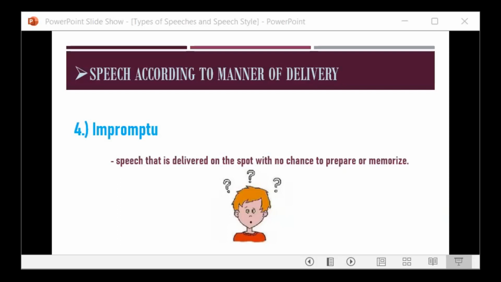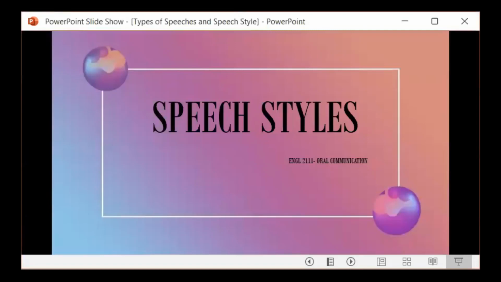We have the manuscript, we have memorized speech, we have extemporaneous speech, or sometimes we call it extempo speech, and the impromptu speech. So since we are done with the types of speeches, now let's move on to another topic, which is what we call the speech styles.